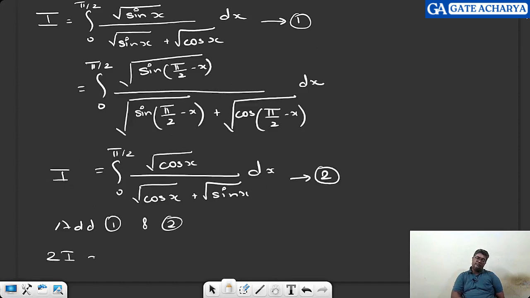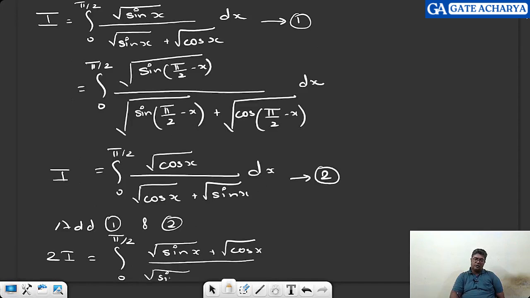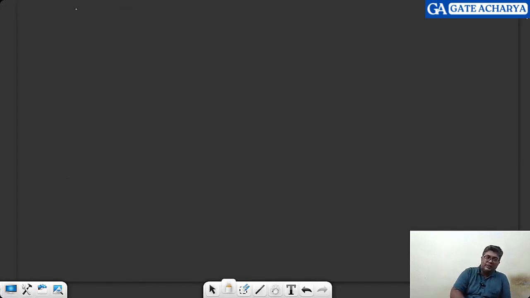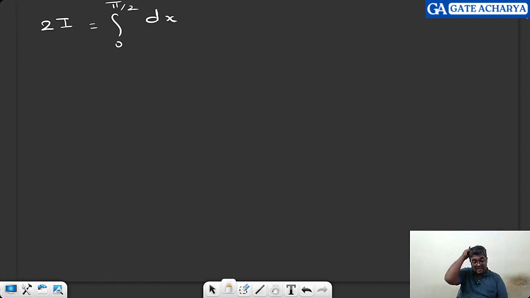2I is equal to the integral from 0 to pi by 2. What is the numerator of this? Root of sin x, and the second is root of cos x. The numerator, just add it up, divided by the common denominator, root of sin x plus root of cos x, whole thing into dx. So you can see that the same functions are coming in the numerator and denominator, so you can cancel them out, right? So 2I is equal to the integral from 0 to pi by 2 of dx. That's what I'm going to get because of the cancellation of the numerator and denominator function.